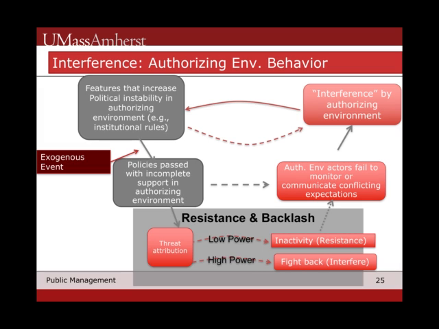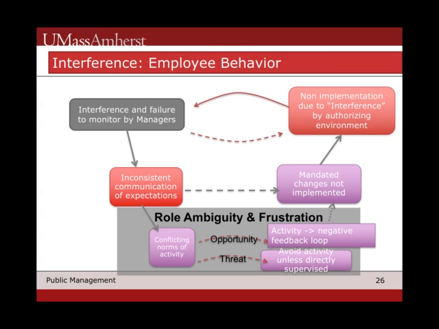So what are the types of things we think about with this interference? In essence, these can be exogenous events, but a lot of the idea is that these authorizing environment actors are failing to monitor or communicate conflicting expectations. This is just another version of the same change mechanism.